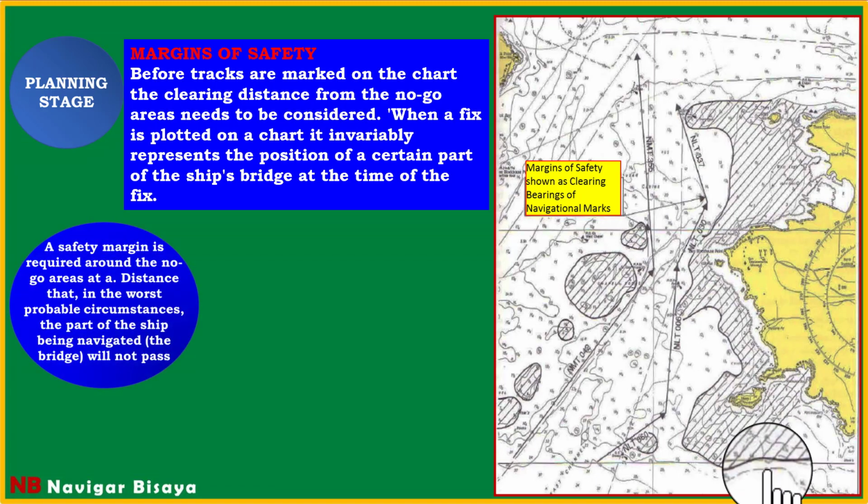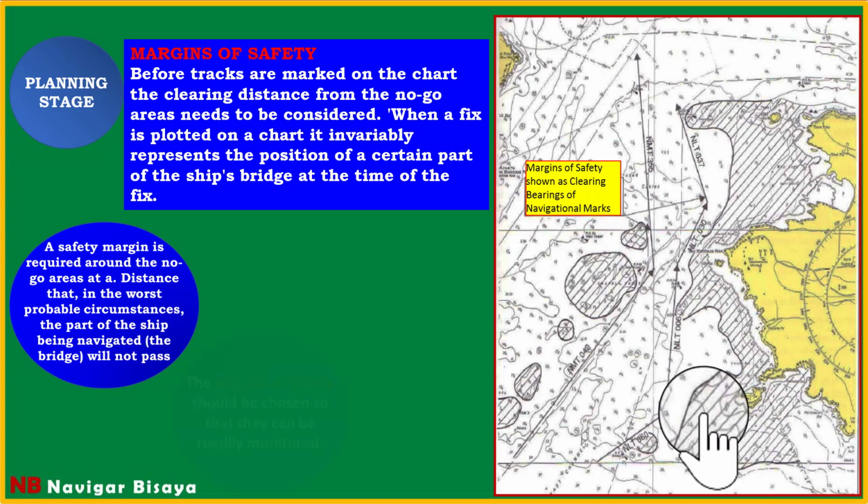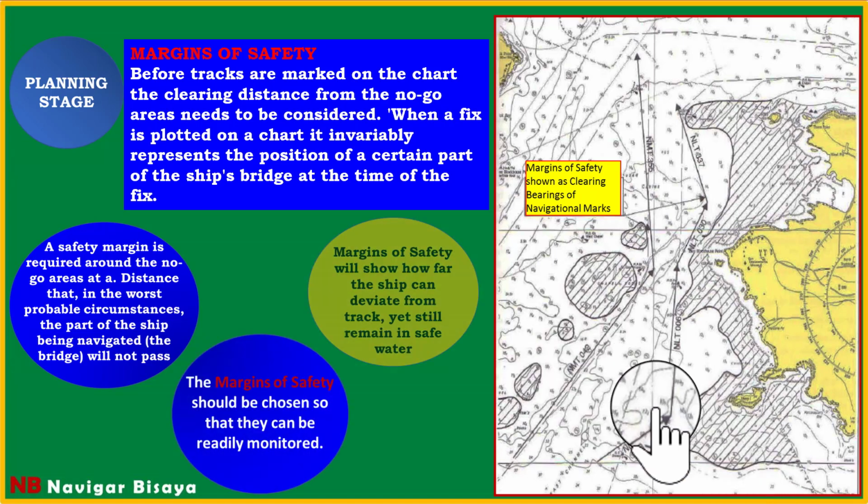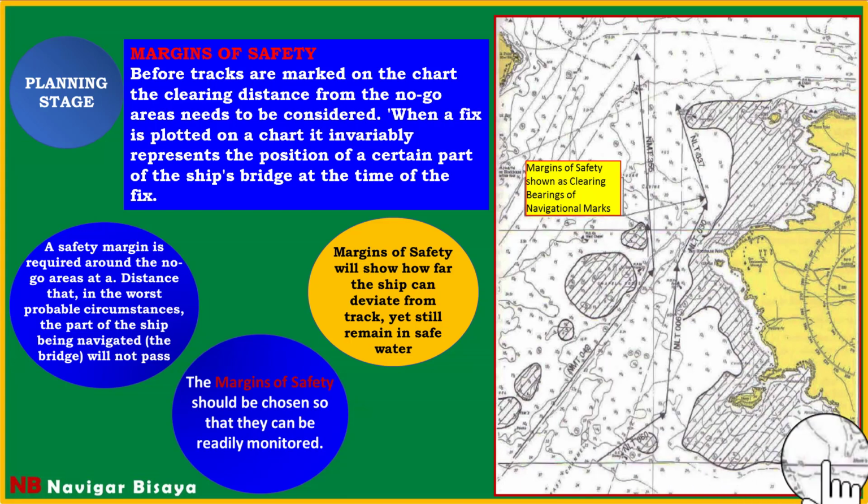A safety margin is required around the no-go areas at a distance that, in the worst probable circumstances, the part of the ship being navigated, the bridge for example, will not pass. They can be readily monitored. Margins of safety will show how far the ship deviates from the track, yet still remains in safe water.